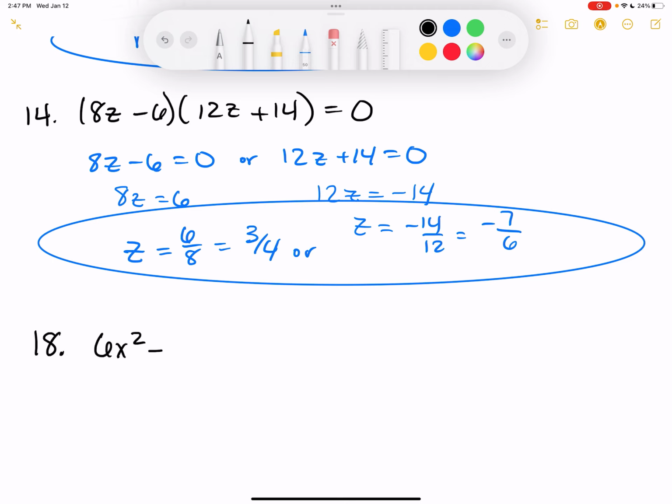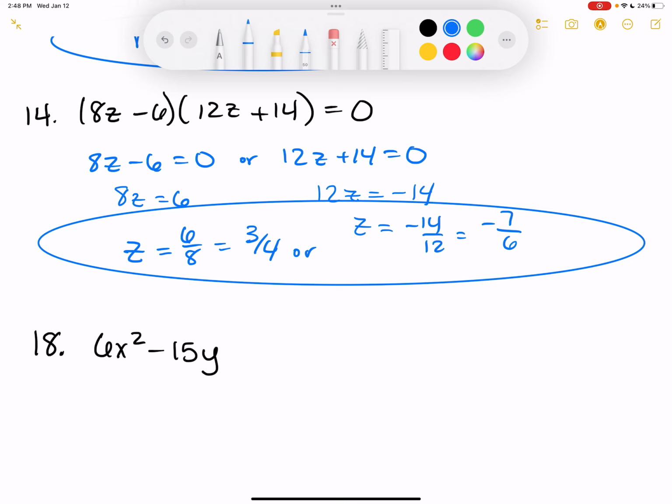6x squared minus 15y. Okay, so when we're talking about the greatest common factor, we're looking for the biggest number and or variable that can be pulled out of both pieces. That means it has to be in both pieces. I'm going to start with the variables here. This term has x squared. This term has a y. They do not have the same variable, so we leave them alone. We do not touch the variables.